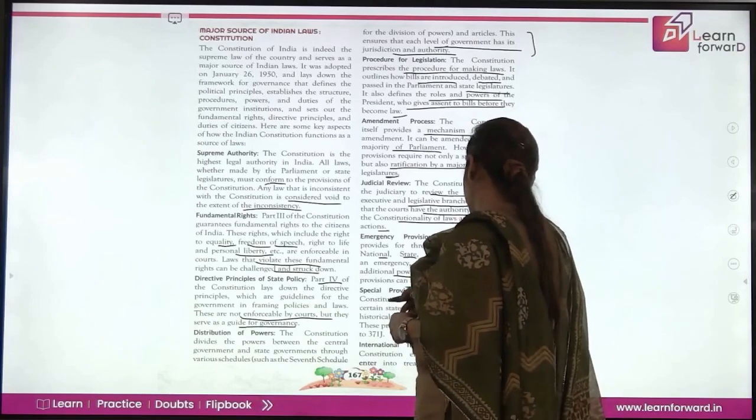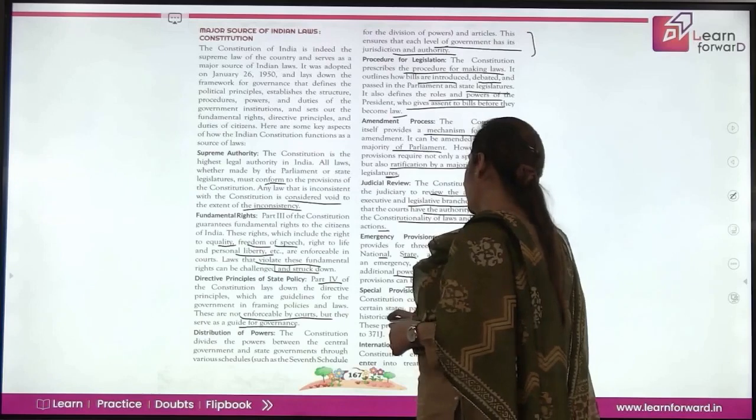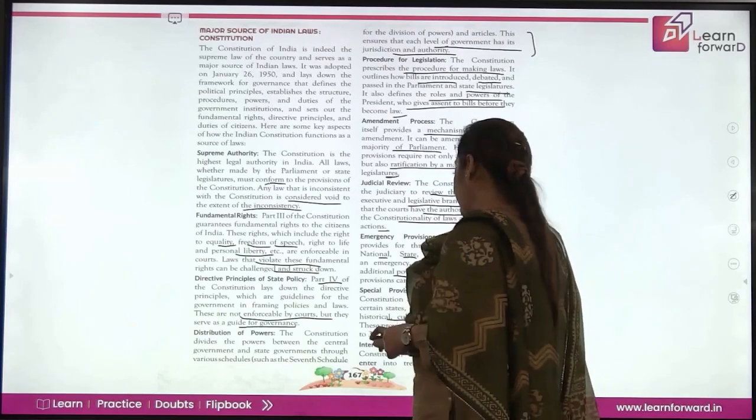Special provision for special states. The constitution contains special provision for certain states, particularly those with distinct historical, cultural, tribal characters. ये जो है आर्टिकल 371 से 371J में मेंशन है.